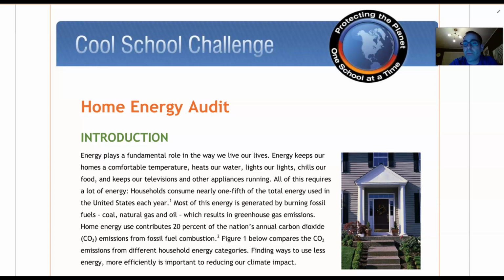And along the way, we can produce greenhouse gases from a whole bunch of other things as well. One of the things that's a really bad greenhouse gas is water vapor. A lot of times it's not talked about, but it's a pretty big greenhouse gas. So what we're going to do today is I'm going to introduce you to the concept of a home energy audit, which is a very simple activity, and then you're going to hop on Seesaw and carry it out. So let's jump into it right now.